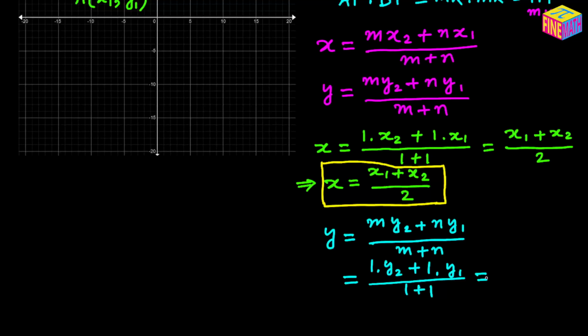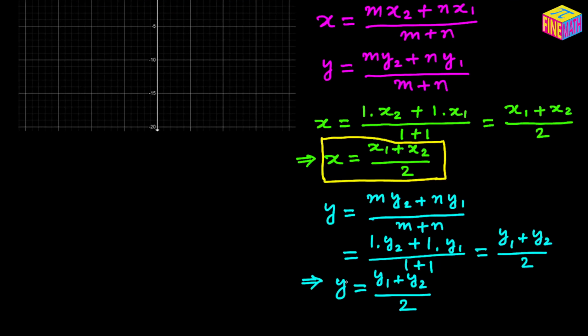So this is going to be equal to y sub 1 plus y sub 2 whole divided by 2. So this is the formula for y. So we can say that y is equal to y sub 1 plus y sub 2 whole divided by 2, and that is the second formula for the midpoint theorem, right? And this is for the y part.